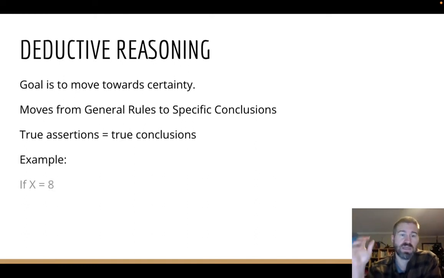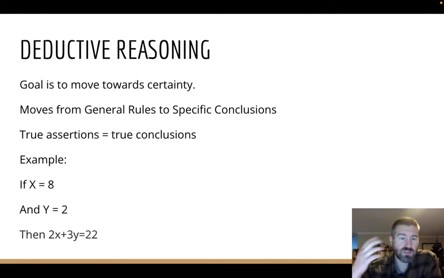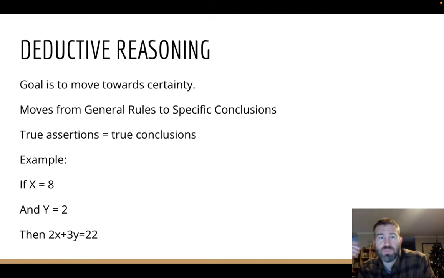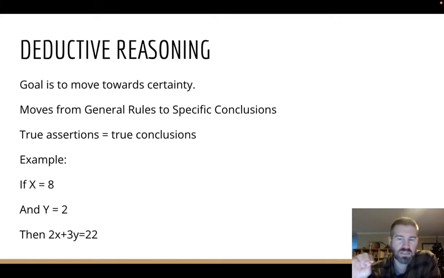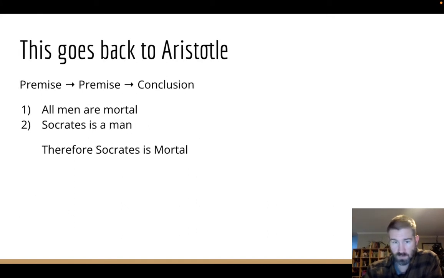So an example would be, let's say x is equal to 8 and y is equal to 2, then 2x plus 3y is equal to 22. That would be deductive reasoning. We have specific facts and we're moving towards certainty, the certainty that that equation is equal to 22. This goes back to Aristotle, where we have true premises and we come to a true conclusion. And of course, the premises have to be true in order for the conclusion to be true. So if we say that all men are mortal, or all humans are mortal, and Socrates is a human, then we can conclude that Socrates is mortal.